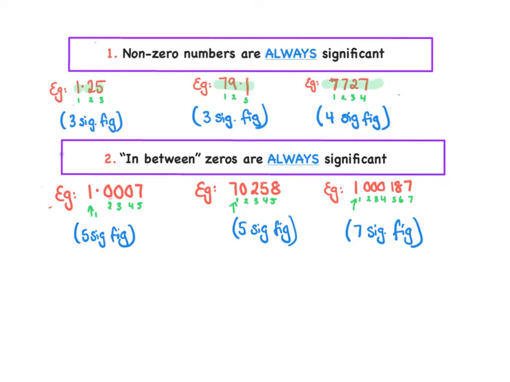Down here, in between zeros are significant. So if this number was written here, it's showing 5 significant figures. Same with this number here, that's 5 significant figures, and this one's 7 because the zeros are in between, so that's okay. You'd still count all of them.